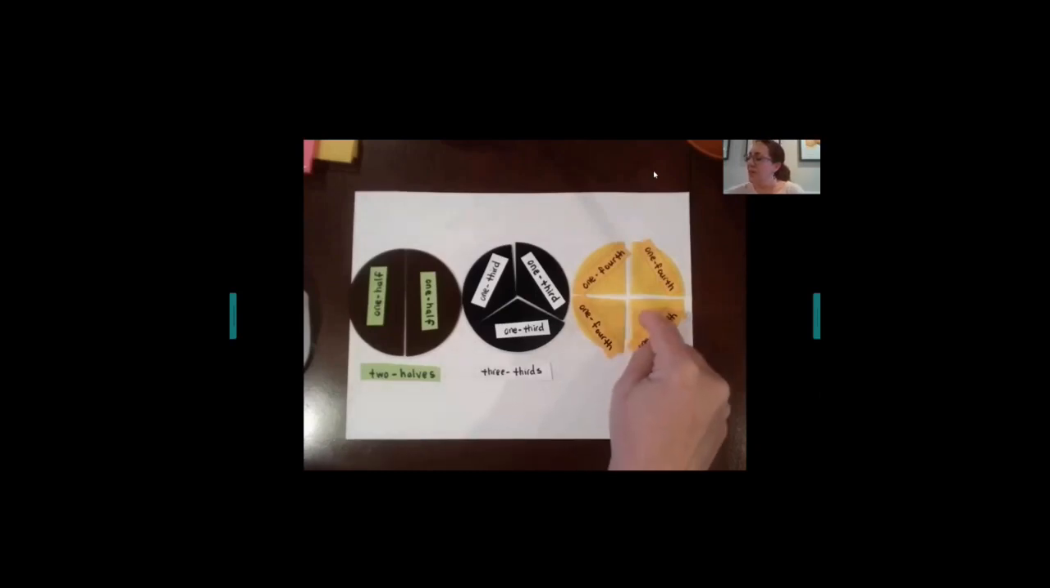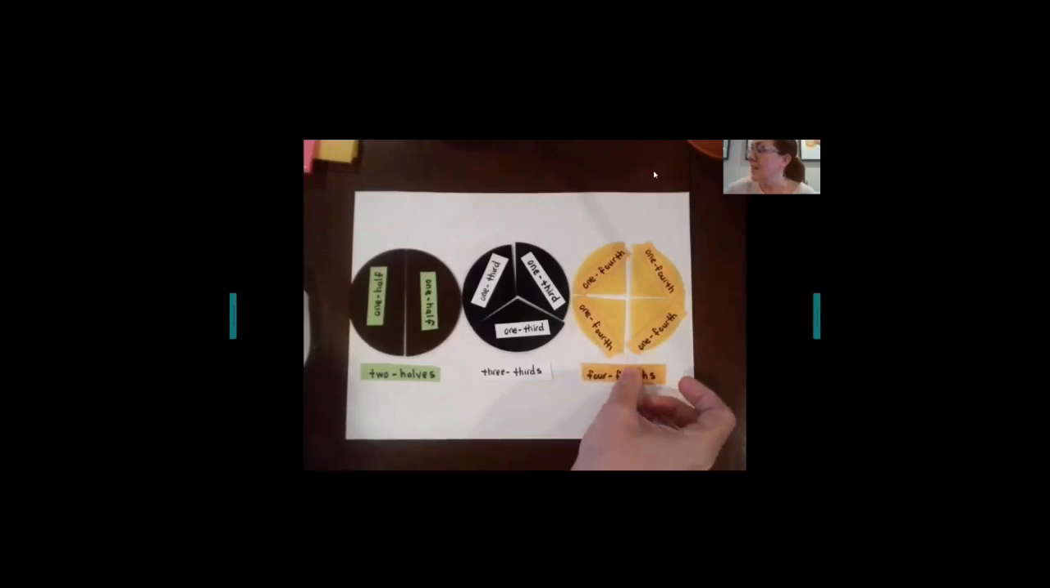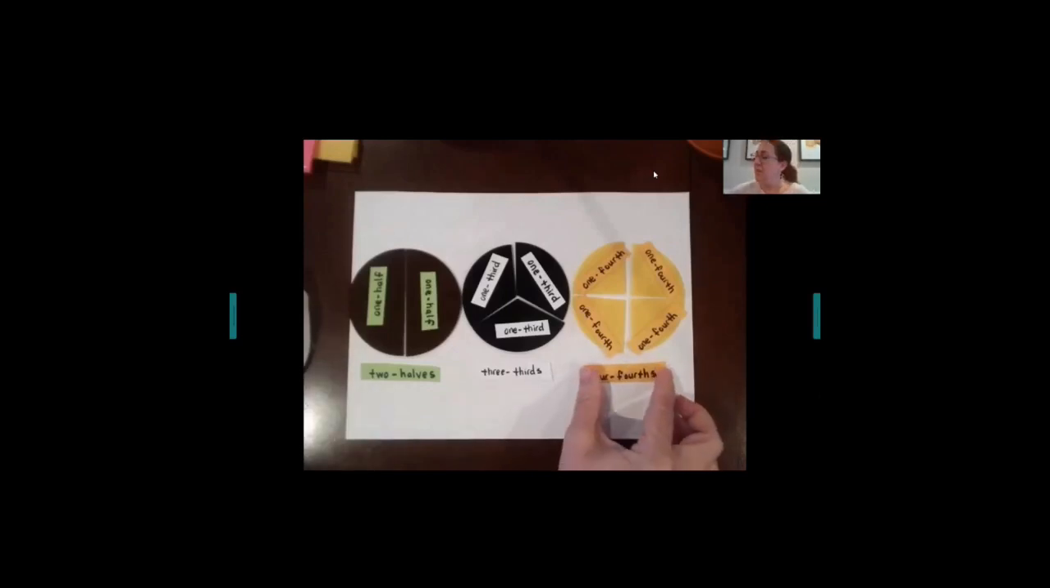So this piece right here, this share, I would say is 1/4 of the whole entire circle. This share is 1/4 of the whole entire circle, and so forth. So if I'm thinking of all 4 of them, it would be 4/4. It takes 4/4 to make up the whole circle.